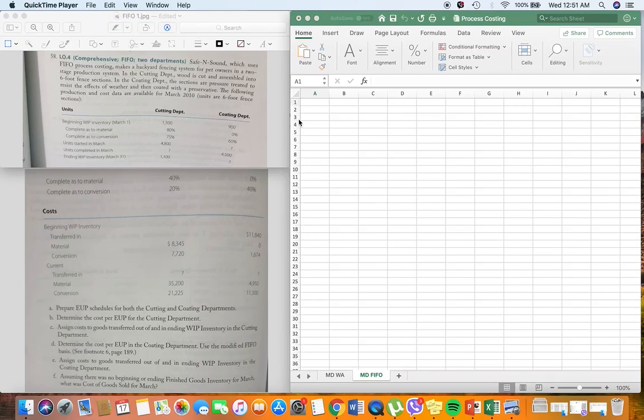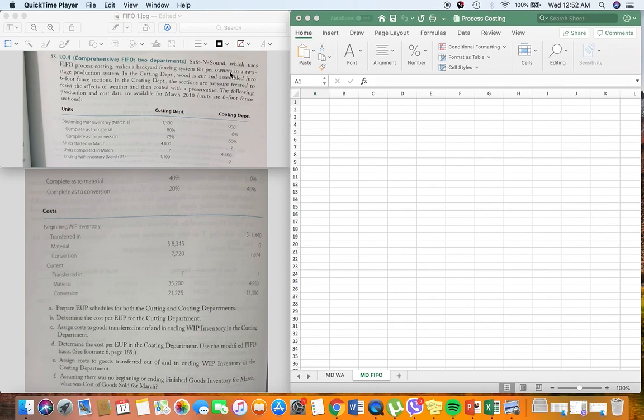Hi, so we will be continuing our discussion of process costing in a multi-department setting, this time using the first in, first out method. So we will again use a problem from the Cost Accounting Principles book of Rayburn and Kenny. Okay, so to illustrate FIFO process costing in two departments, we will use this problem.